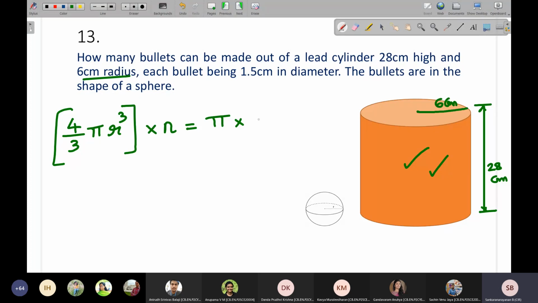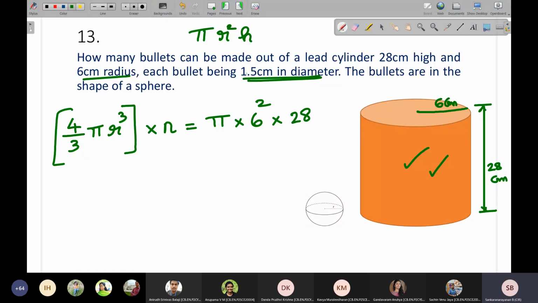Here the radius is 6. So radius square into height, that is equal to 28. So you can see the volume of the cylinder is given by pi r square h. Substituting r and h, the volume of the cylinder, pi r square into h, is equal to the total volume that you are going to make using those spherical bullets. That is 4 by 3 pi r cube into n. So we can see that here the radius of each bullet, we need to get that value.